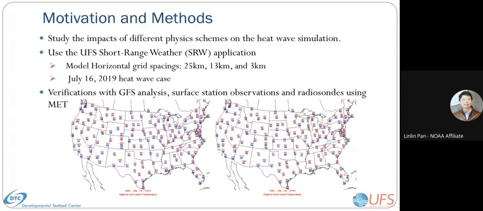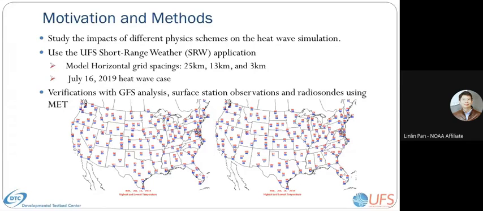The tool used here is the UFS Short-Range Weather Application. The simulation focuses on the CONUS domain. Model horizontal grid spacing includes 25 kilometer, 13 kilometer, and 3 kilometer. We focus on the heat wave case in the middle of July 2019.